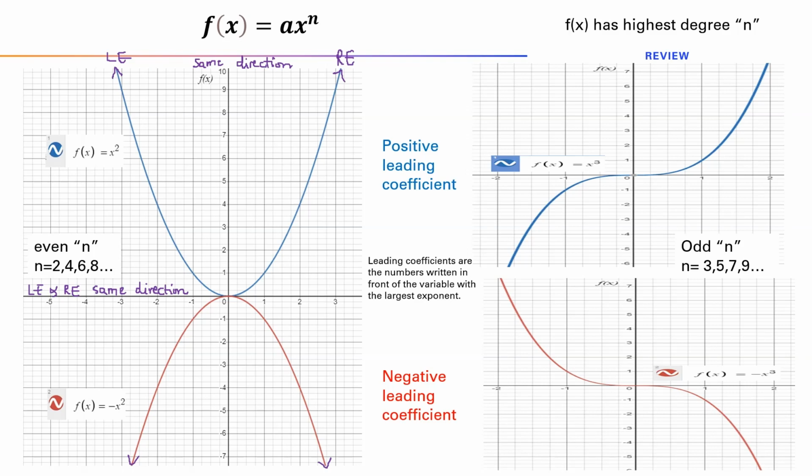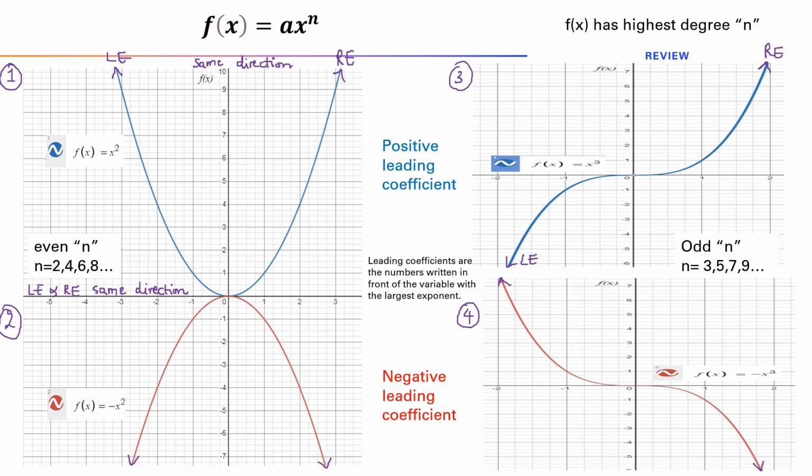Compared to odd n, like n equals 3, on the right hand side, the left end and the right end are always in opposite directions. When the left end goes down, the right end goes up. When the left end goes up, the right end goes down. So making sure that we know this, these are 4 different graphs.